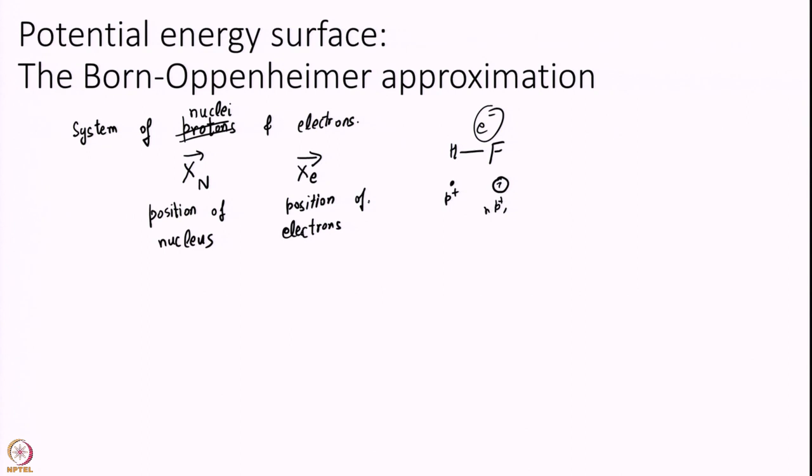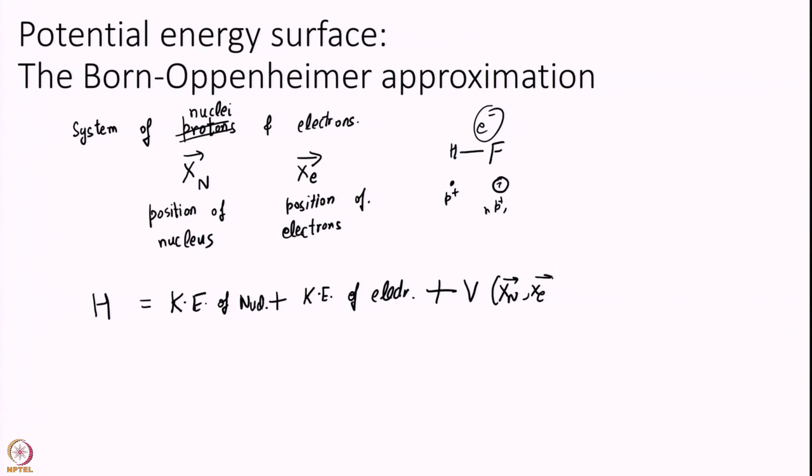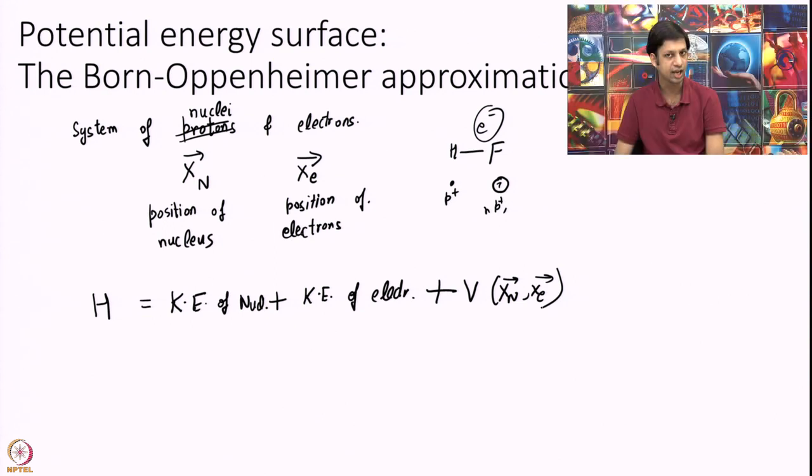So, I can write the same Hamiltonian as I have been writing so far, which is nothing but the kinetic energy of nuclei plus the kinetic energy of electrons plus some potential, which is nothing but the Coulomb potential. Okay. So, the Hamiltonian is kinetic energy plus potential energy. I am writing the kinetic energy as the kinetic energy of nuclei plus the kinetic energy of electrons, and some net potential energy. I will not even write the form of this. There is a concrete mathematical form that this kinetic energy and potential energy come in. Let us not worry about that.